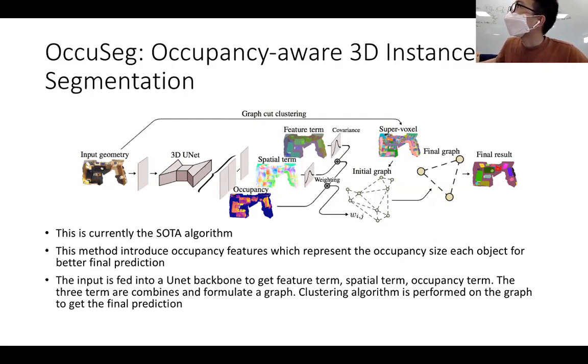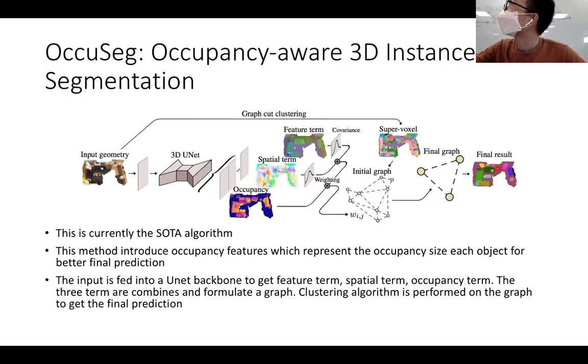And that information is you predict the capacity of each object, how many points the object contains. Based on that information, I think it is strongly related to the object scale and the object size, and that information may help them to get a good result.